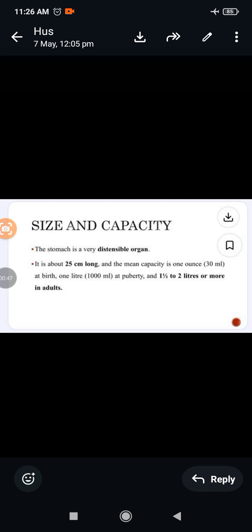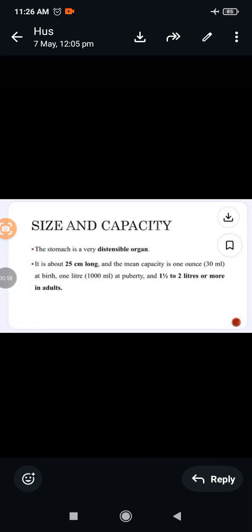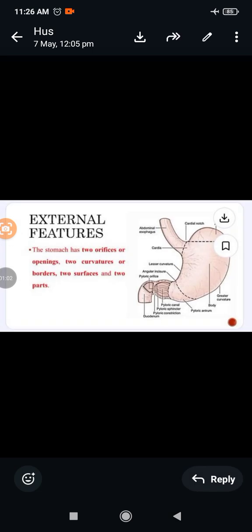The stomach is a very distensible organ. It is about 25 centimeters long, and the mean capacity is 1 ounce or 30 ml at birth, 1 liter or 1000 ml at puberty, and 1.5 liters or 2 liters or more in an adult. External features of the stomach. The stomach has two orifices or two openings, two curvatures, two borders, two surfaces, and two parts.